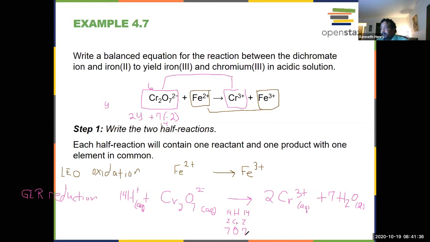Now let's look at our charges. Okay, we have 14 plus. And then we have altogether 2 minus. So what does that equal? 12. Okay, on the other side, you have 3 plus with a coefficient of 2, so that's 6 plus. And then this is water. What is the charge on water?